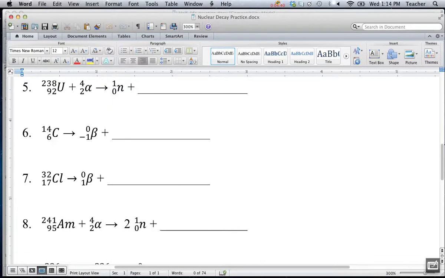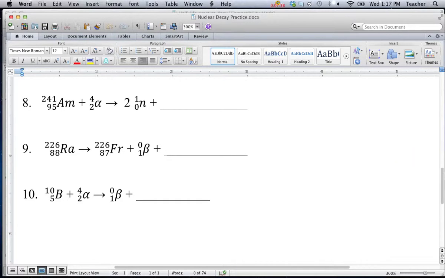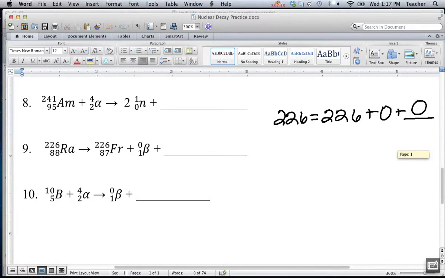All right, now for the last two. Taking a look at number 9, 226 is equal to 226 plus 0 plus something. Well, that obviously has to be a 0. So my top number here is a 0. On the bottom I have 88 equals 87 plus 1 plus something, which is also a 0. You have to look on your radioactive particles again, and this time it is the gamma ray.